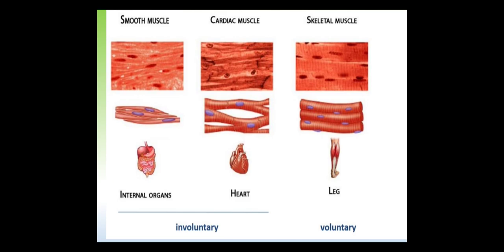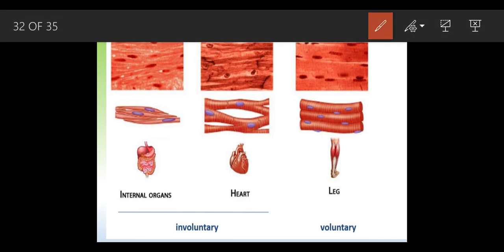So we can see out here, there are the different structures we can see. Okay, the first one, they are present in the internal organs. We can see out here the stomach and the intestines, and we can see of the structure.